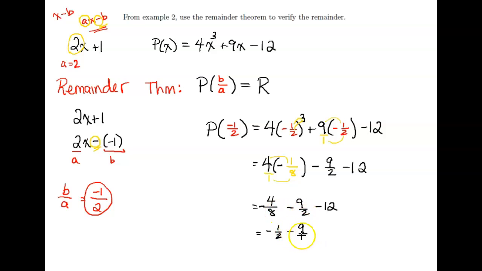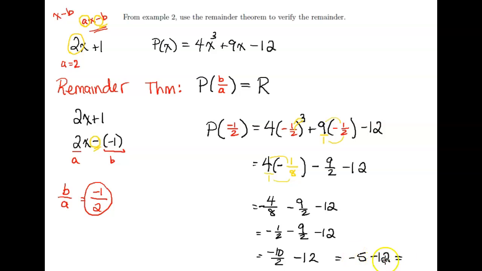And now both my fractions have the same denominator, so I can subtract those a lot easier. So negative 1 over 2 minus 9 over 2: keep the denominator and combine the numerators. Negative 1, take away another 9, is negative 10 over 2, minus 12. And I know that negative 10 divided by 2 is just negative 5.